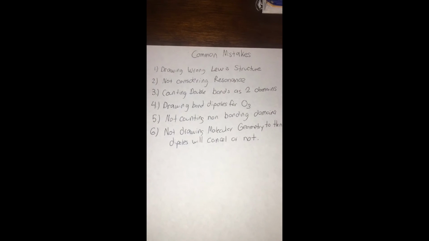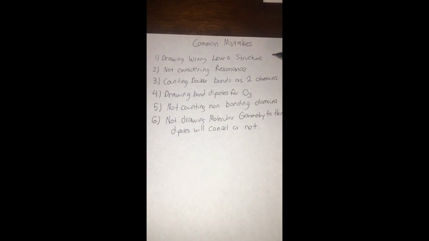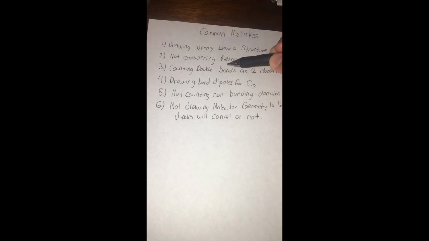So some common mistakes may be drawing the wrong Lewis structure, maybe because you calculated the wrong number of valence electrons, or you didn't fill up the octet correctly; not considering resonance by having all the possible forms where you could place double bonds; and counting double bonds as 2 domains. No matter how many bonds there are, it just counts as 1 as long as it's in the same area.